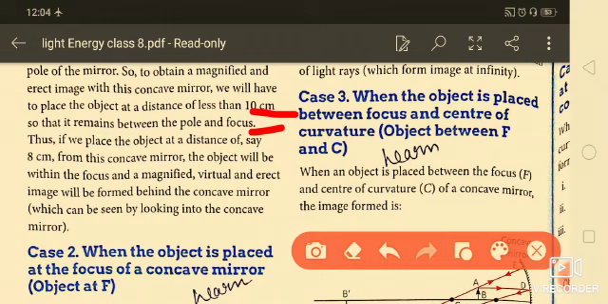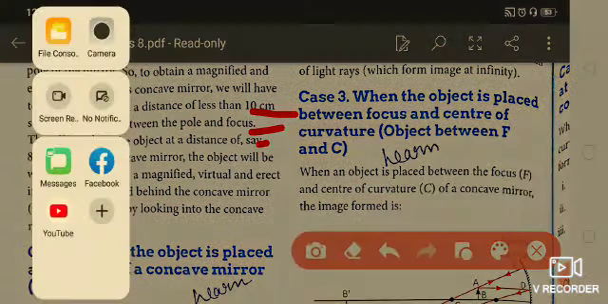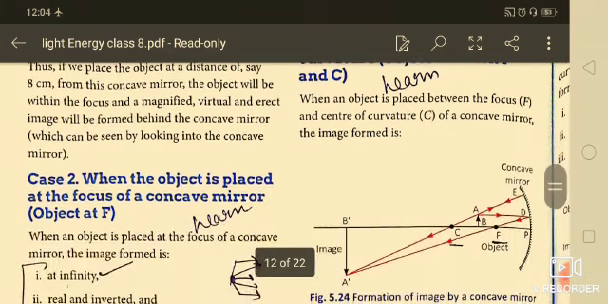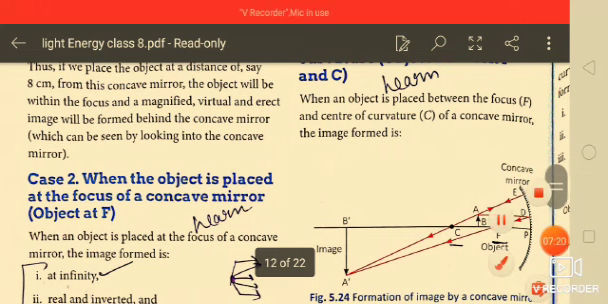And thus if we place the object at a distance of 8 centimeter or 7 centimeter from the concave mirror, the object will be within the focus and a magnified, virtual and erect image will be formed, okay, behind the concave mirror, which you have seen, okay.